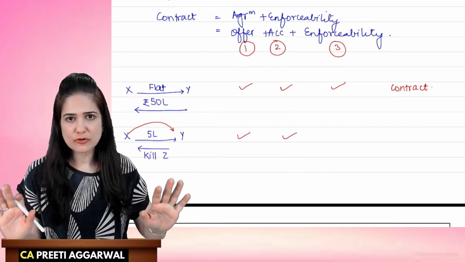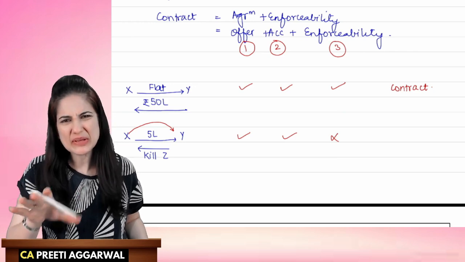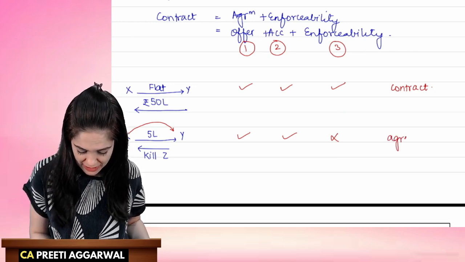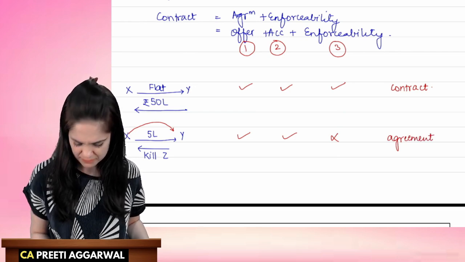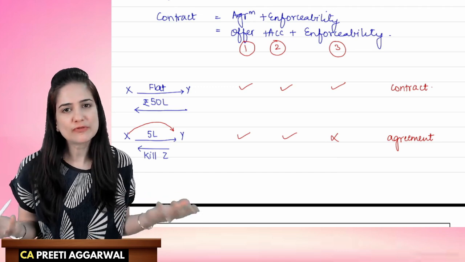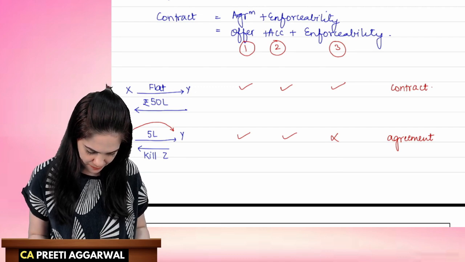Is there any enforceability? No, there's no enforceability. This is just an agreement. It's not a contract. This has no value in the eyes of law because, see, if you cannot file a case, then that thing has no value in the eyes of law. Let's take another example.